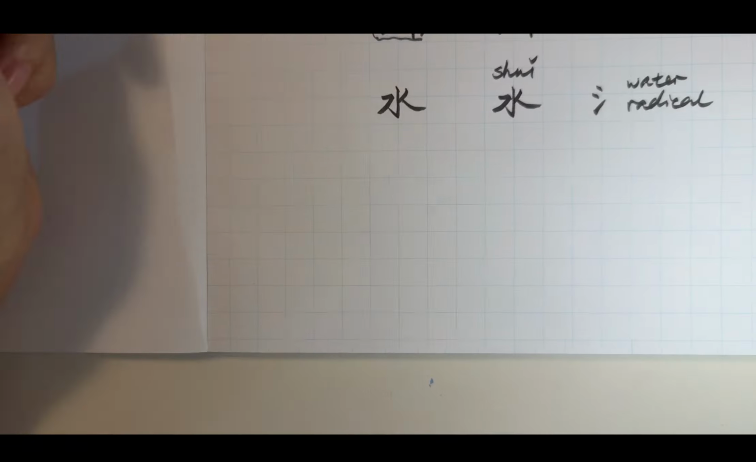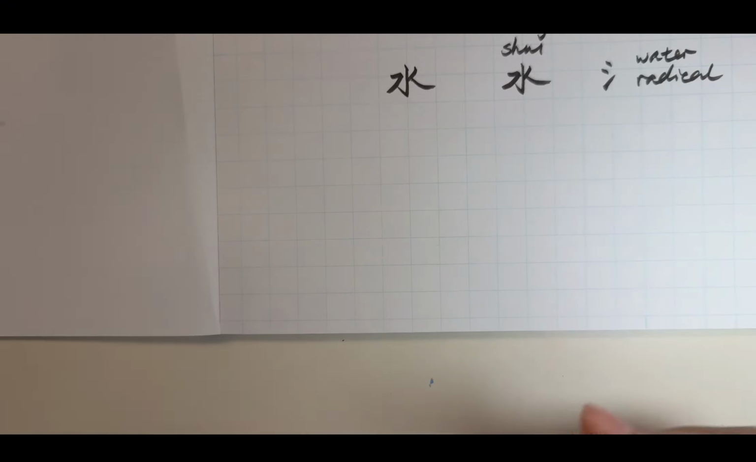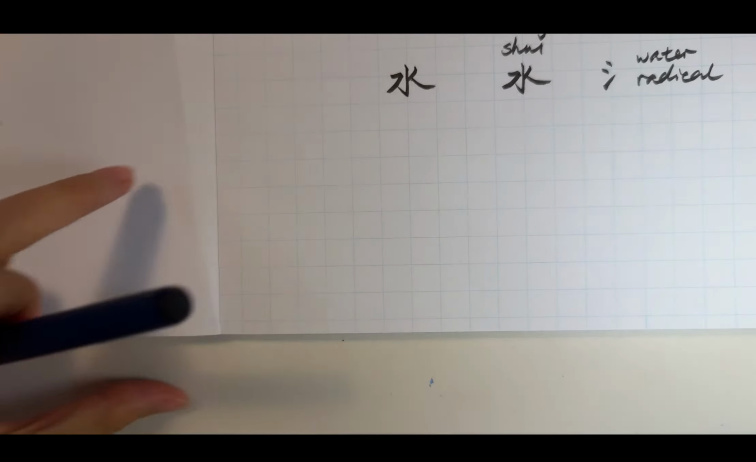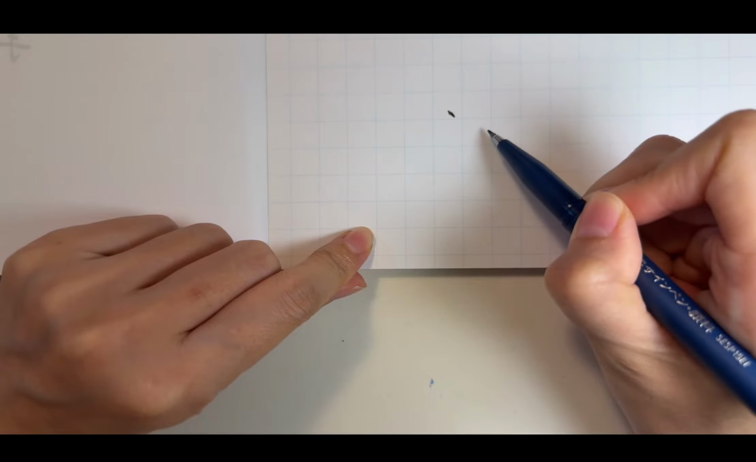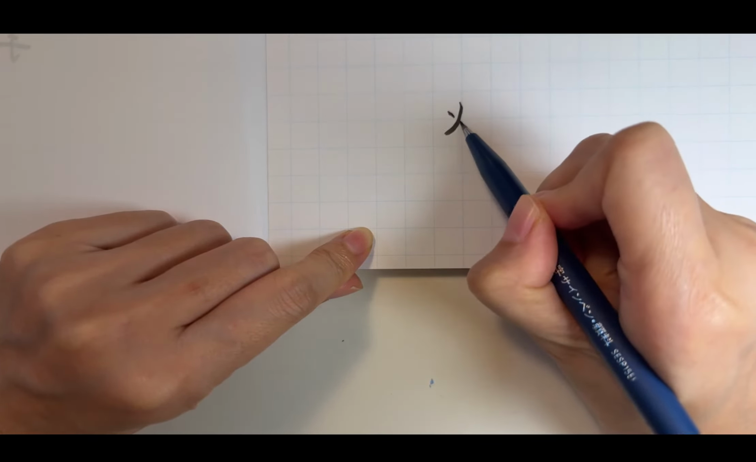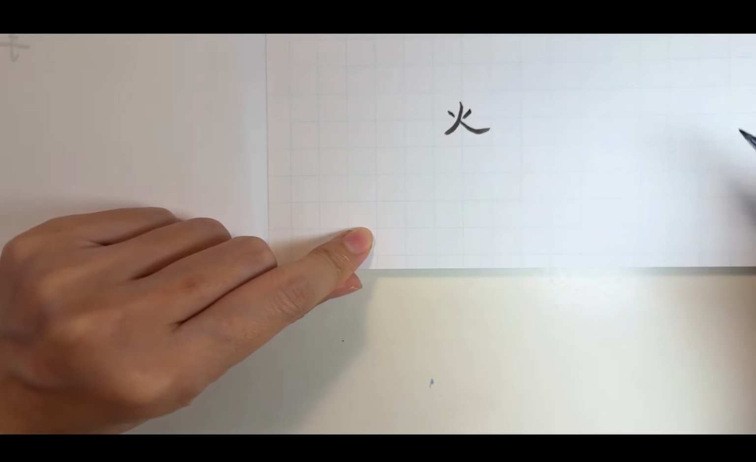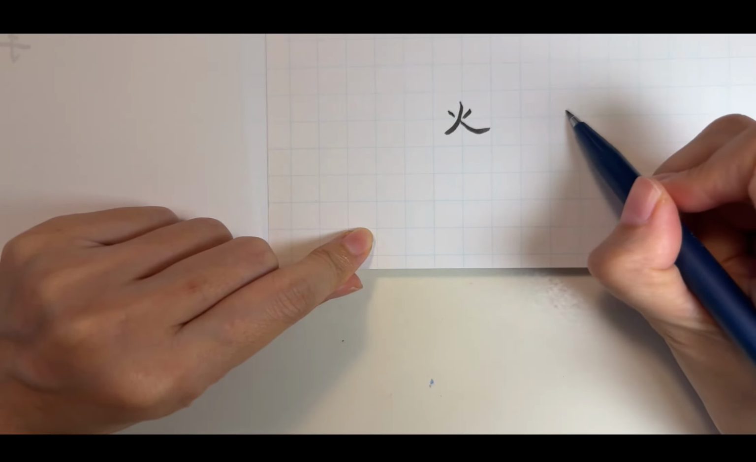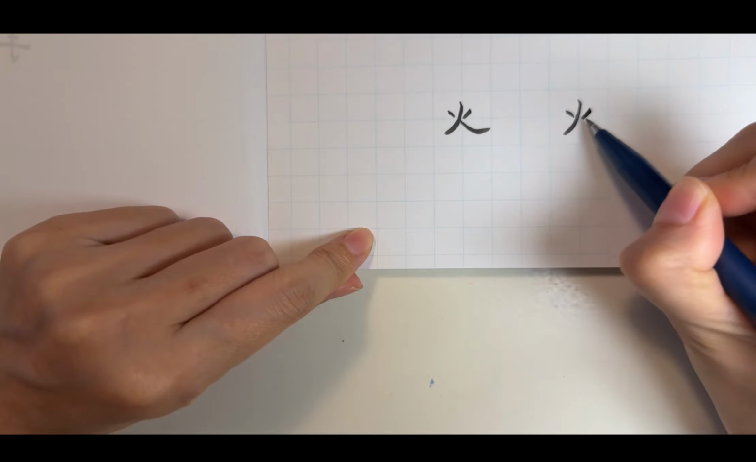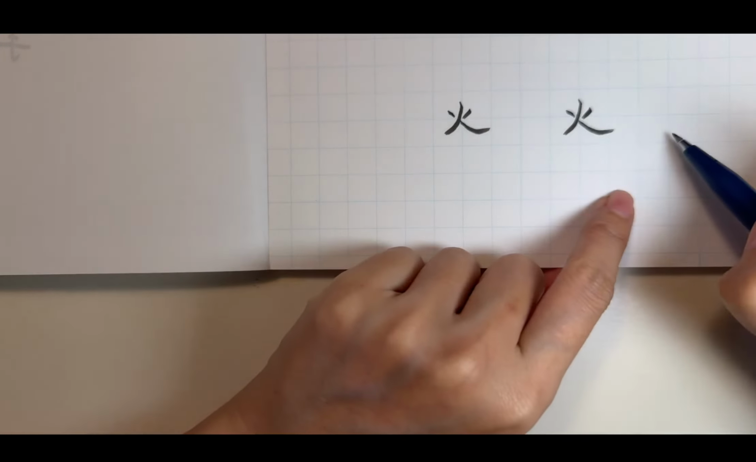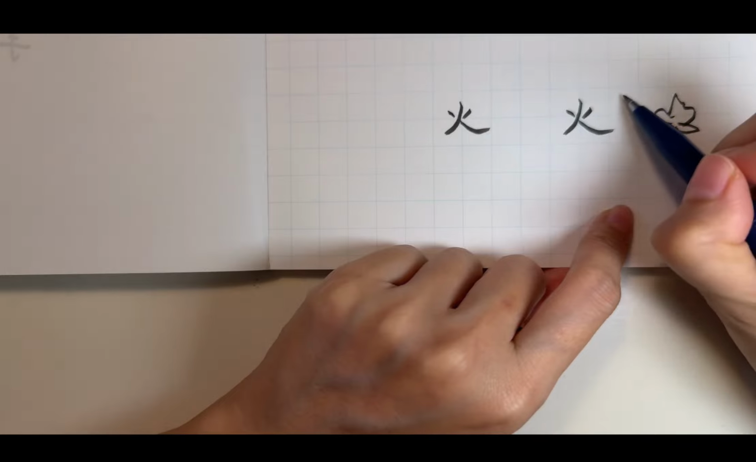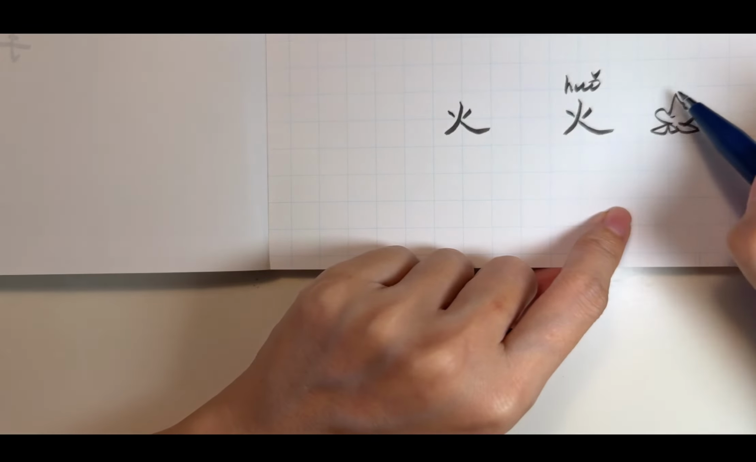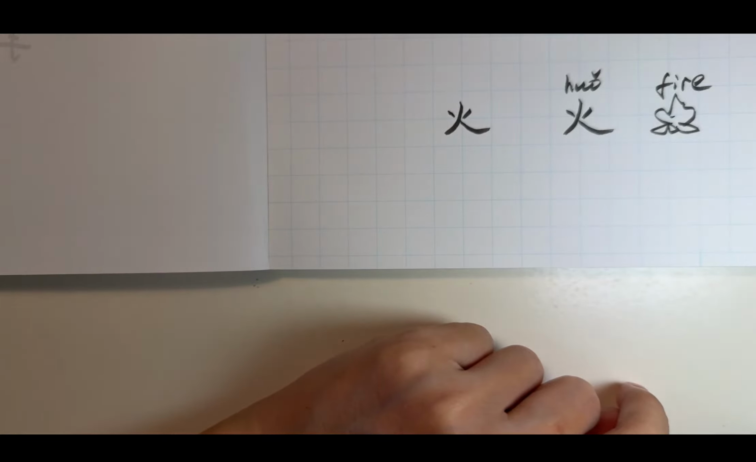Okay, let's see how to write 火. We start from the left hand side and write 人 and write another dot. It's 火. 1, 2, 3, and 4. So that looks like kind of like a fire. That is the fire. 火.